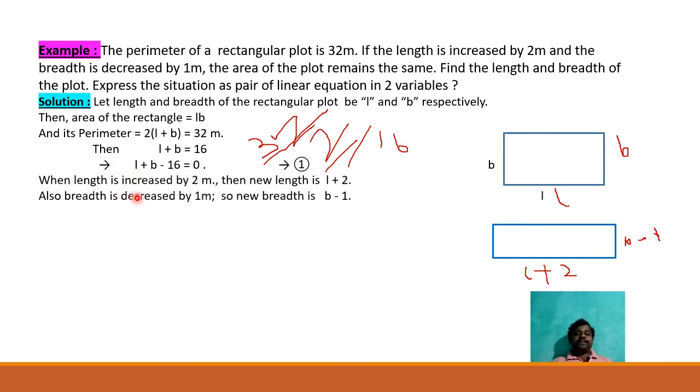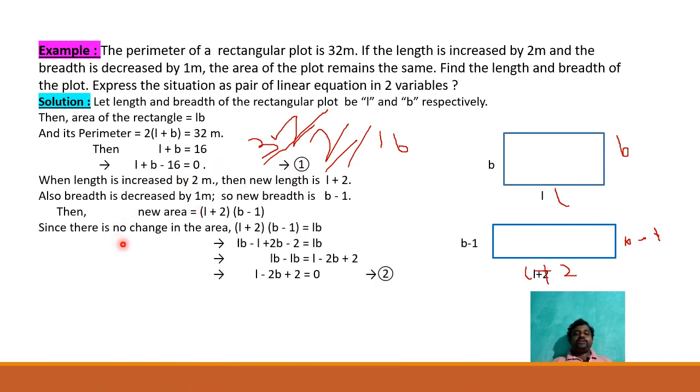Now, when the length is increased by 2 meters, the new length is L plus 2. Also, breadth is decreased by 1 meter, so the new breadth is B minus 1. Now the new area, length into breadth, is L plus 2 into B minus 1. Observe here, the area of the plot remains the same. So the previous area is LB and the new area is L plus 2 into B minus 1. These both are equal, since there is no change in the area. L plus 2 into B minus 1 is equal to LB.